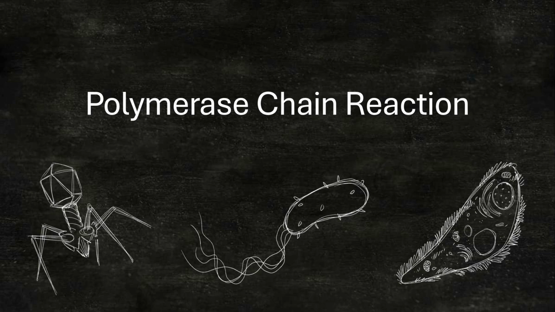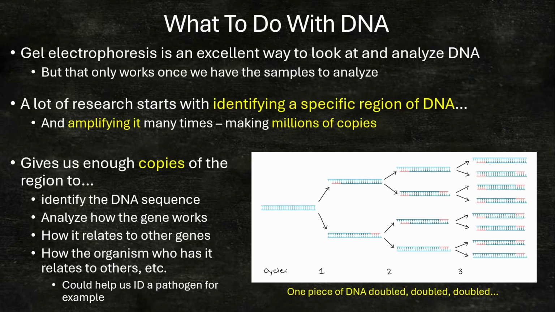Hi everyone, welcome back. So gel electrophoresis is a really useful way to look at and analyze DNA. But in order to do gel electrophoresis, we have to have DNA to analyze. And a lot of that research starts with identifying a specific region of DNA and amplifying it many times, creating many millions of copies. And then those copies become the things that we analyze through gel electrophoresis.